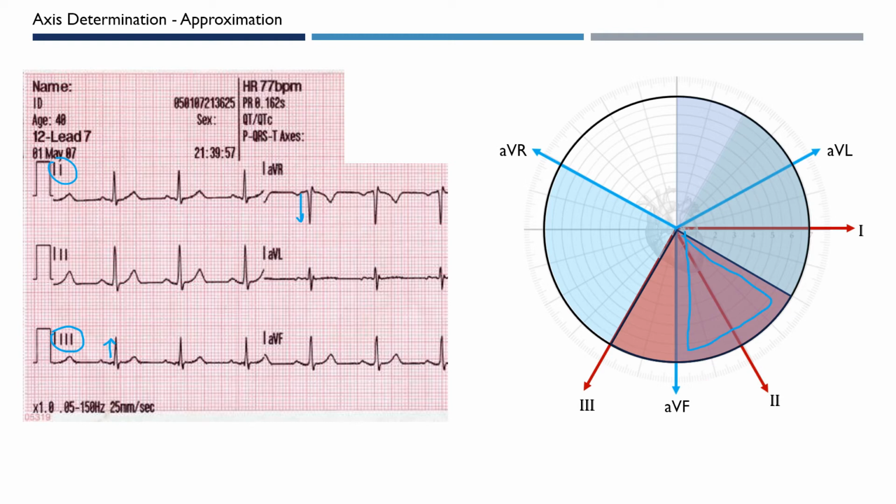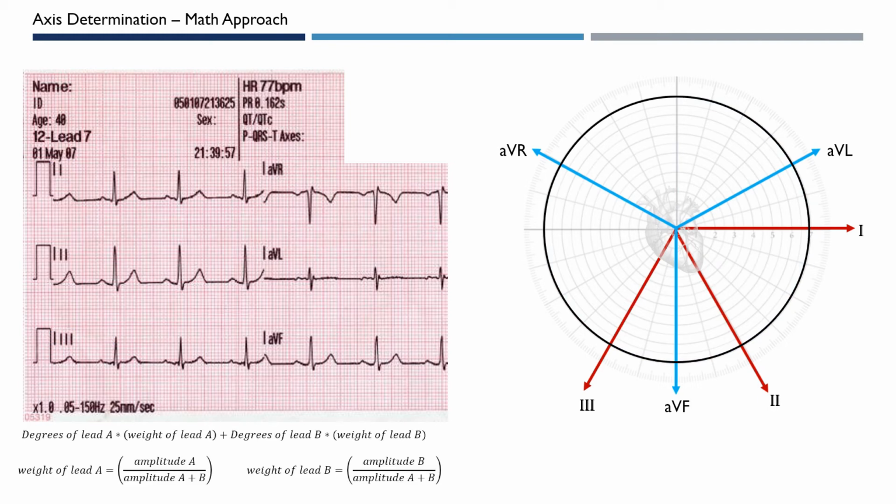There's one more strategy that's a little bit more numerical for approximating an axis. This is using some math. To do this, there's a formula that I find very helpful. This formula is very generic, and it says that degrees of a particular lead A multiplied by the weight of that lead, plus the degrees of a second lead, or lead B, multiplied by its weight, will give you the approximate total axis of depolarization. To do this, we're going to look at amplitudes.